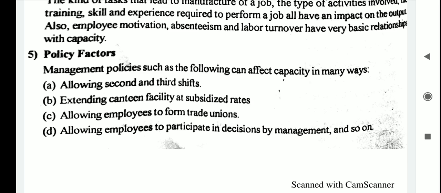And the last one is when the trade unions dictate the number of hours and the type of work an employee may do, it may affect the capacity. So these are the determinants of effective capacity.